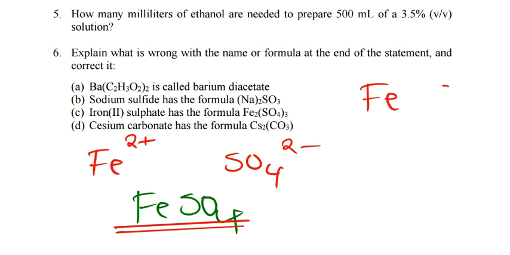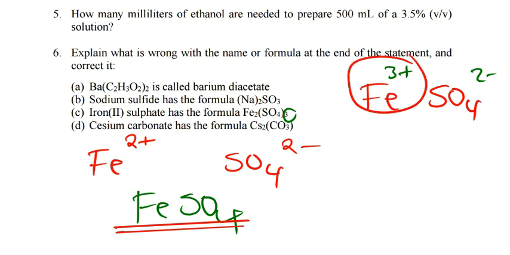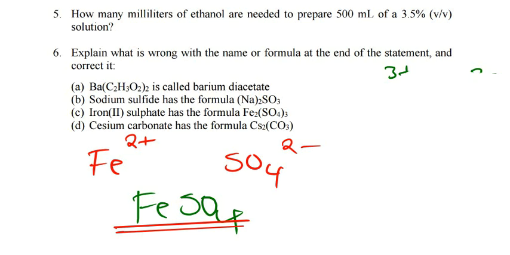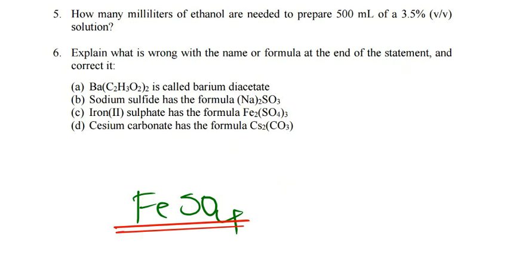If we try to split it and exchange the valencies, the 3 will go for the iron and the 2 will go back to the sulfate. It implies that's for iron III. So the formula given is for iron III sulfate and not iron II sulfate. So the correct formula should be this one that I've written down for you.